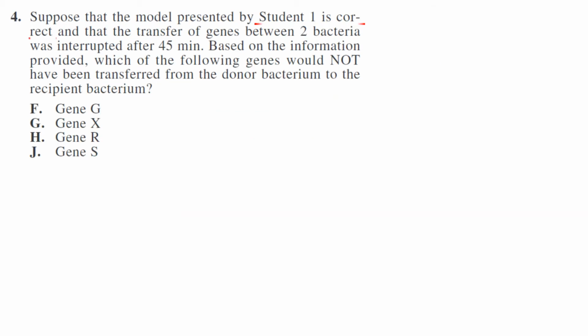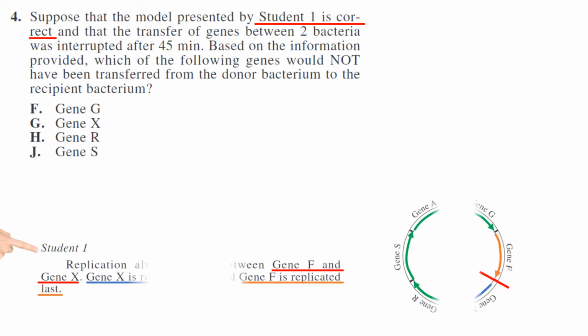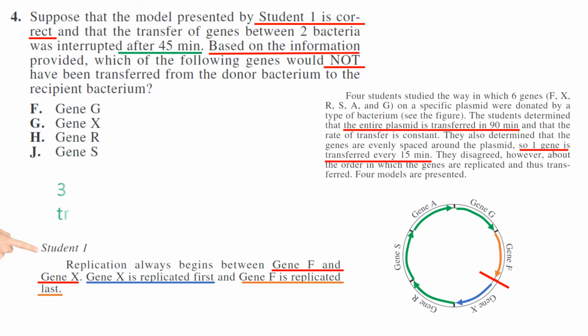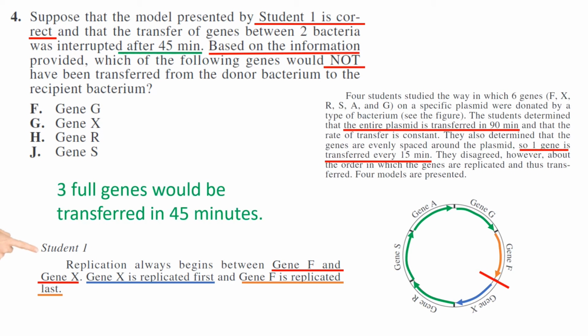Suppose the model presented by student 1 is correct. So let's look at student 1. And the transfer of genes is interrupted after 45 minutes. So each gene takes 15 minutes. So 3 full genes will be transferred in 45 minutes. 15, 30, 45. Which of the following would not have been transferred? So we would have gene X, R, and S. So X, R, and S would have been. So G would not have been transferred. So your answer is F.